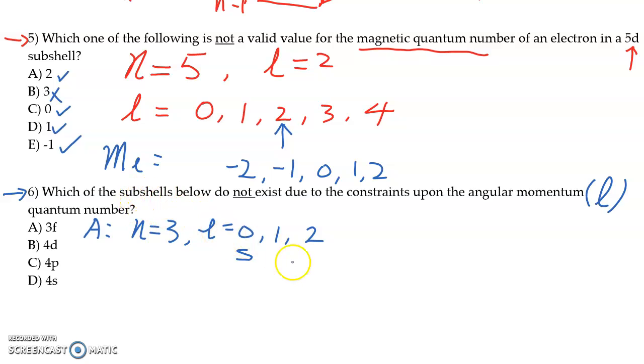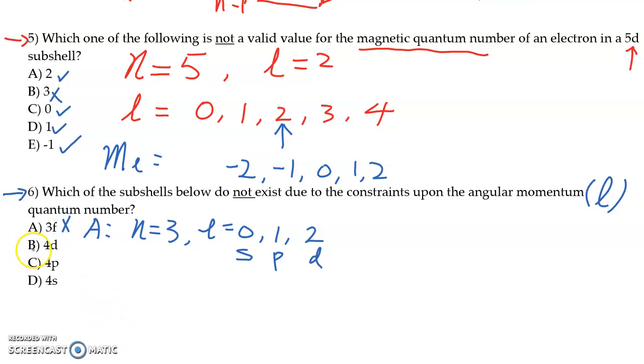Okay, so when L is 0, that's the S orbital. Well, you can call that a subshell. Over here, when L equal to 1, that is the P orbital, and this one is the D orbital. Okay, and 3F, that is way beyond this. F means when L equal to 3, and it's not allowed. Okay, so this one is not good.